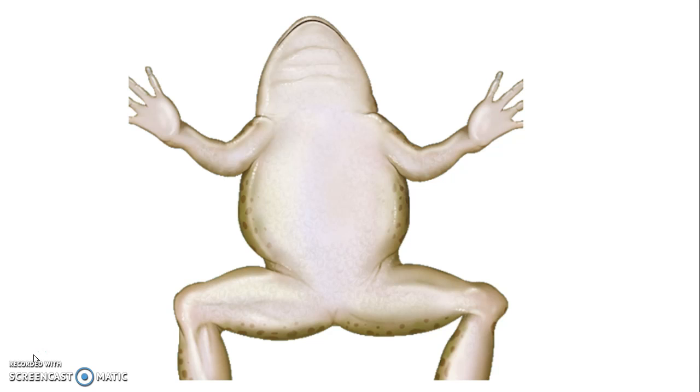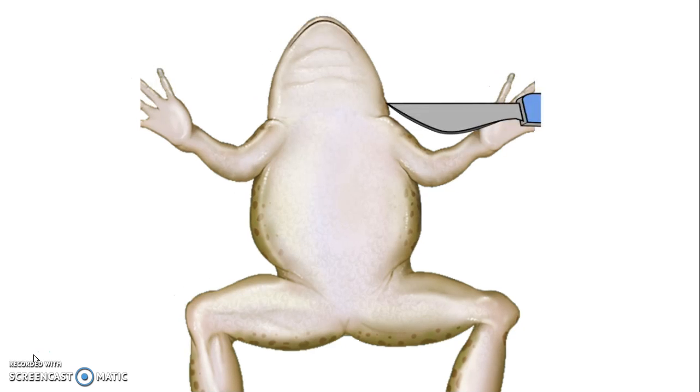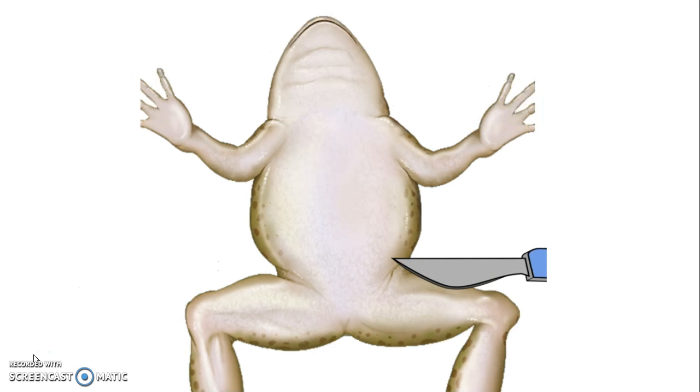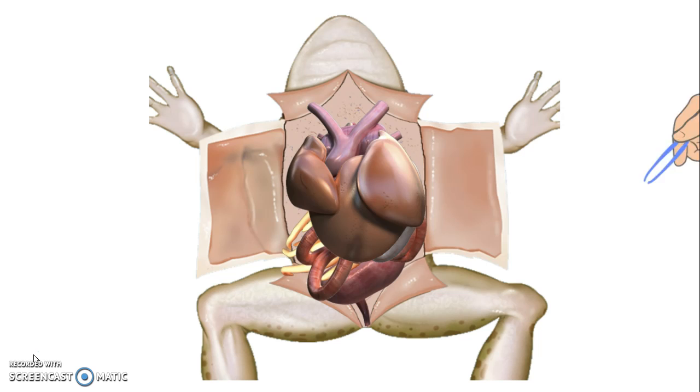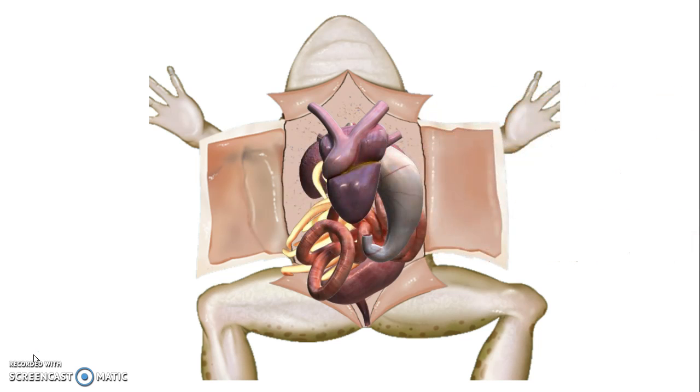So here's our frog that we are going to be cutting up. We're going to do it straight down the middle, the top side of the head, and the bottom side of the legs. So this is how it looks when it's cut up. And these are the inside organs of the frog.